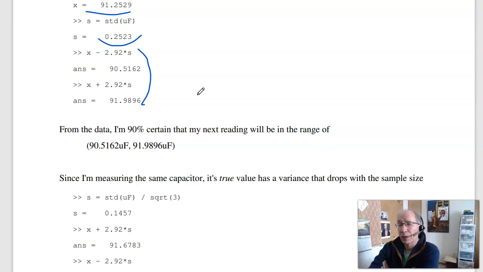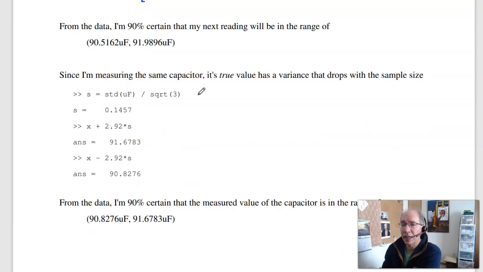If I want to know what is the true reading of this capacitor, that's a population question. There is an average. I don't know what it is, but I can estimate it. The average, or the population, drops as the square root of the sample size. So take the standard deviation that I calculate, divide by the square root of 3. Now go left and right 2.92 standard deviations.